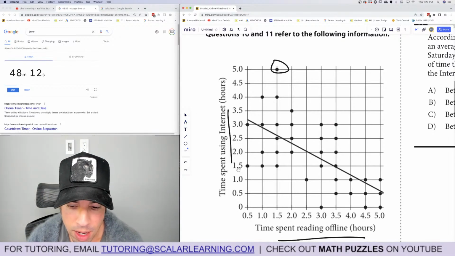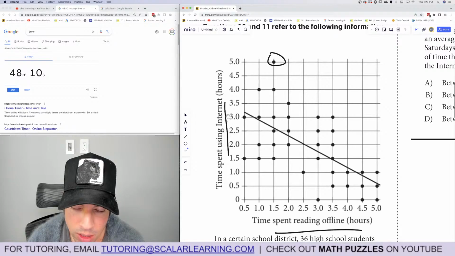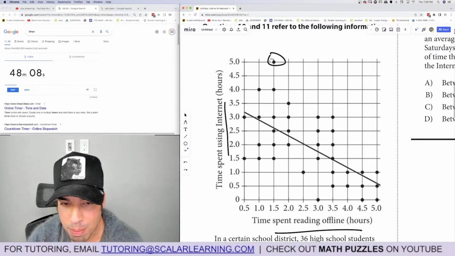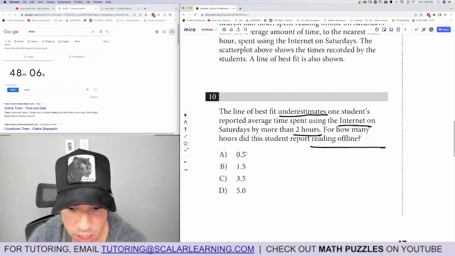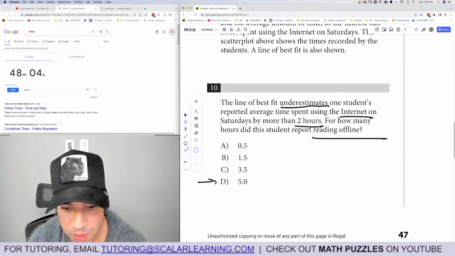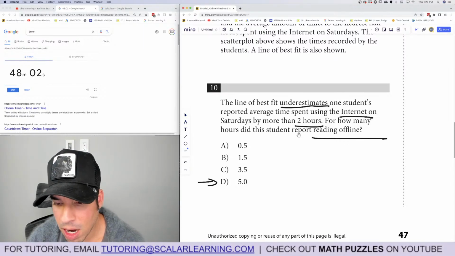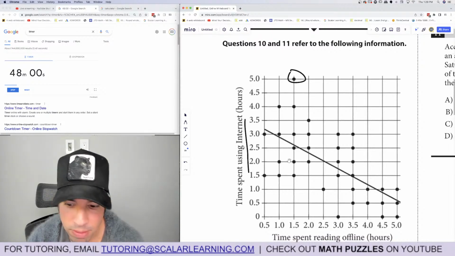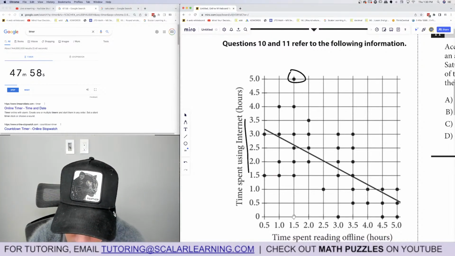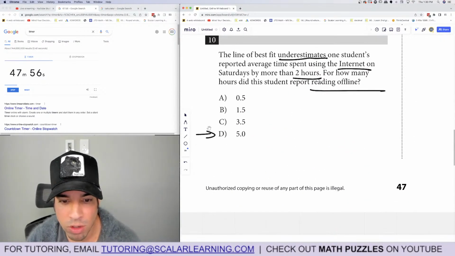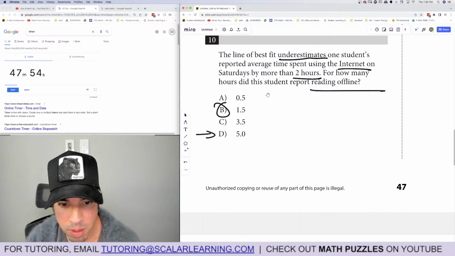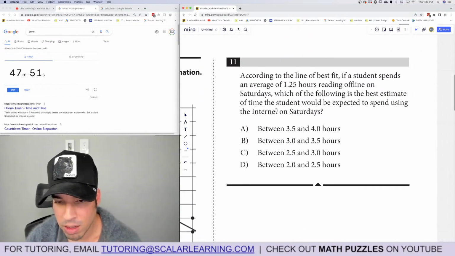Now, what did I answer? I answered 5. They said time spent reading offline, but what did I put in? I put in the amount of hours that they spent using the internet. And guess what? They have 5 right there. But they asked how many hours the student reported reading offline, and the reading offline is the value on the x-axis, which is 1.5. So that was just kind of a funny one that I remember that I luckily caught because I read it more carefully.